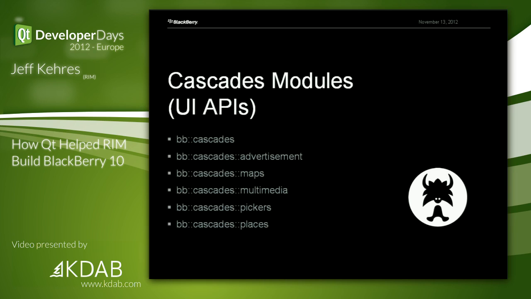BB Cascades Maps, again, it's probably pretty obvious. It's got UI elements for showing maps, doing things like routing and navigation. BB Cascades Multimedia has UI elements for accessing the camera and barcode detection. BB Cascades Pickers has UI elements for picking a file or picking a contact, for instance. And BB Cascades Places, this is that replacement that I mentioned for the Landmarks API from Qt Location.